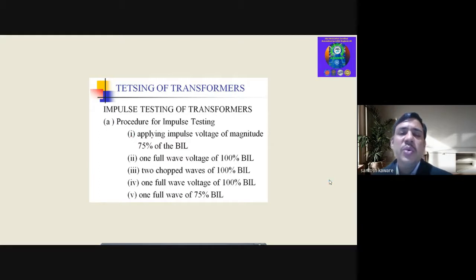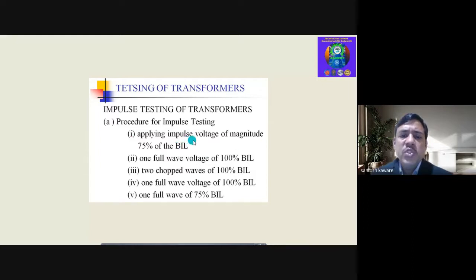Whenever you apply an impulse to any equipment, there is a possibility, because it is all of a sudden an impulse, that it may break the insulation if it is not properly designed. If there is some minute manufacturing defect also, that can be verified with this test. But there are different procedures adopted here for how much quantity we should apply. So there are certain criteria for impulse testing.